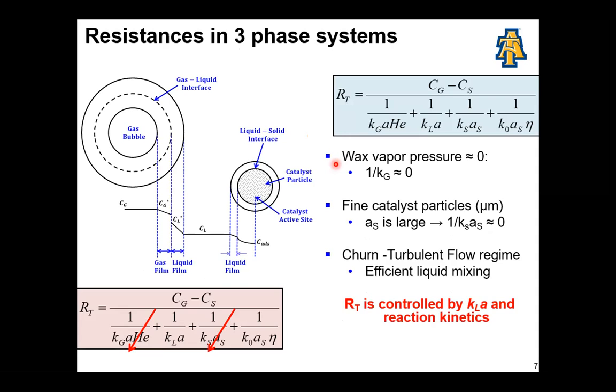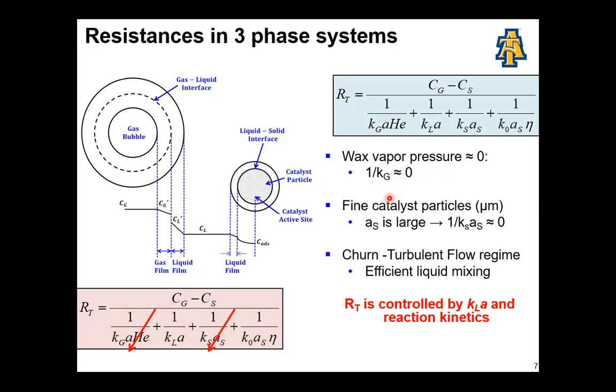On the slide here, we have different resistances in a three-phase system. The formula for calculating the total resistance in a three-phase system is given by this equation below. Here we have a wax vapor pressure which is nearly equal to 0. We also have... Okay, one thing, the fine catalyst particles. Pause for a second. So here, this is what you say, okay?